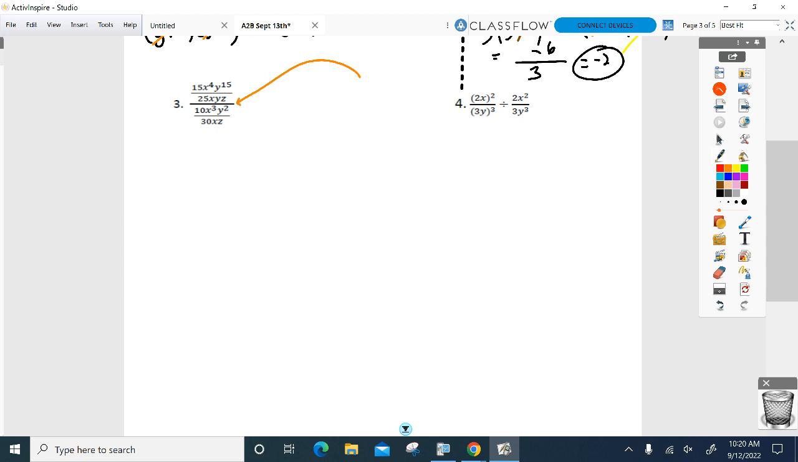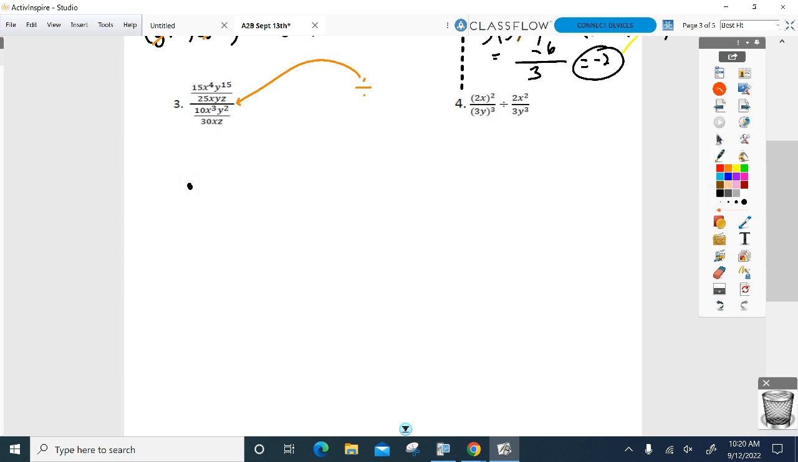What's that a symbol for? What is that? What's it for? That's all that is, right? It's the top divided by the bottom. That's all that is. So guess what? We're still going to turn it into multiplication.